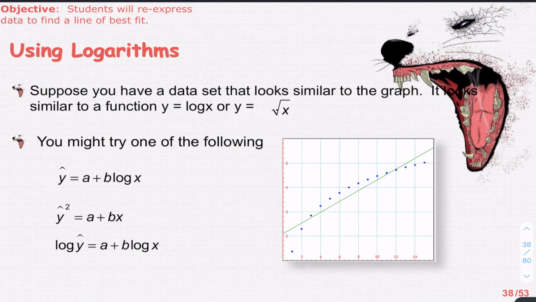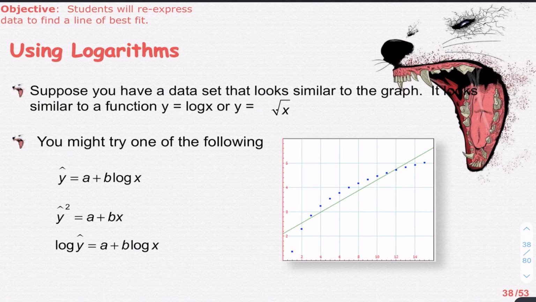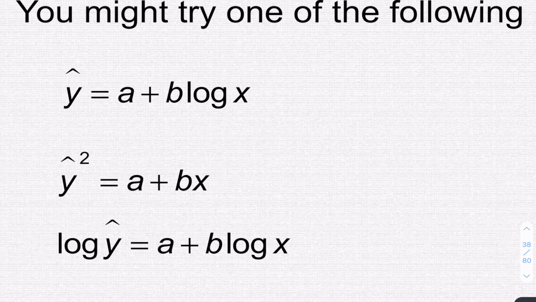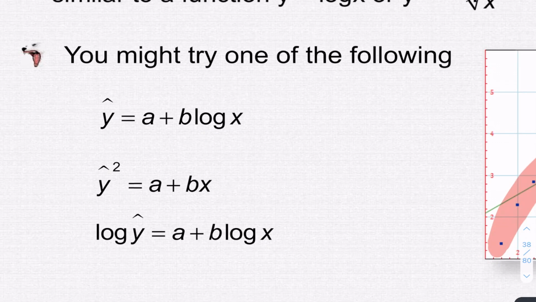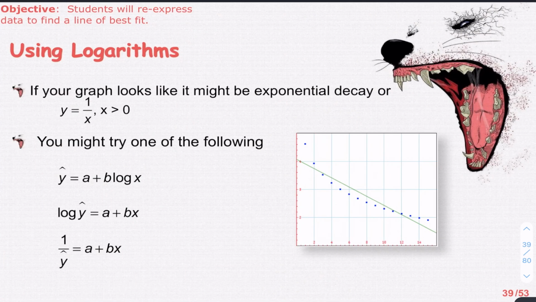So suppose you have a data set that looks similar to the graph. It looks similar to the function y equals log of x, or it could be the square root function. If we know what this basic shape looks like, then we might try to make our predictor, our model, be y hat equals a plus b log x, or we could say y hat squared is equal to a plus bx, or we could say log y hat is equal to a plus b log x. These are our three types of options when we see a curved function like this.